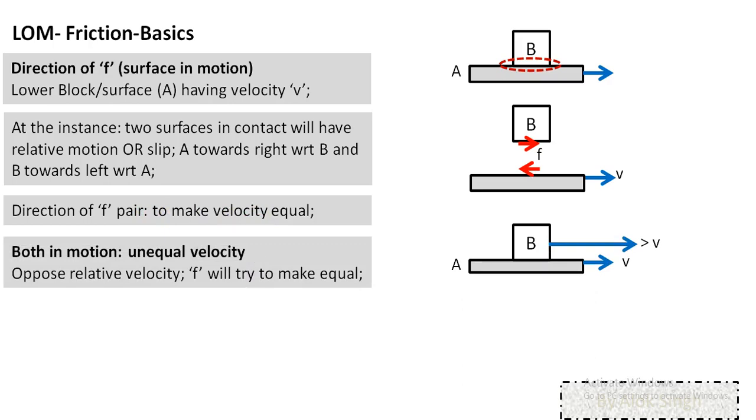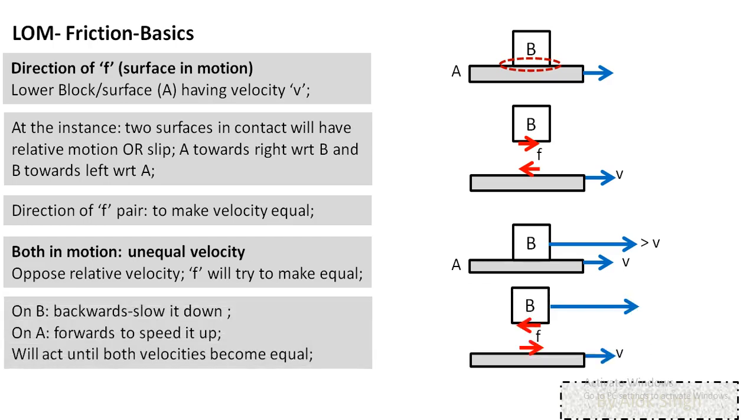Take the second case, when both the blocks are in motion with unequal velocity. Again, what would friction force F try to do? It will oppose relative velocity, or friction force will try to make the velocities equal. How does it make them equal? It will try to slow down the object moving with the higher velocity by applying a force in the opposite direction, and it will try to speed up the object which has lower velocity by applying a force in the same direction.